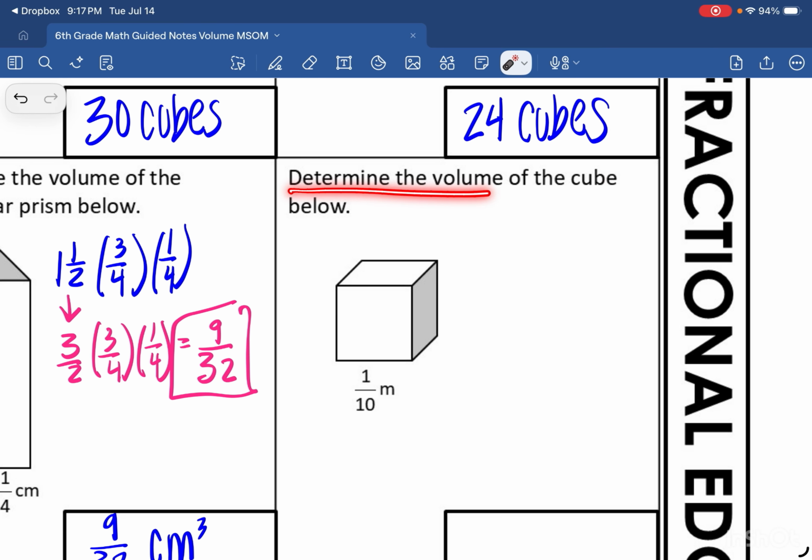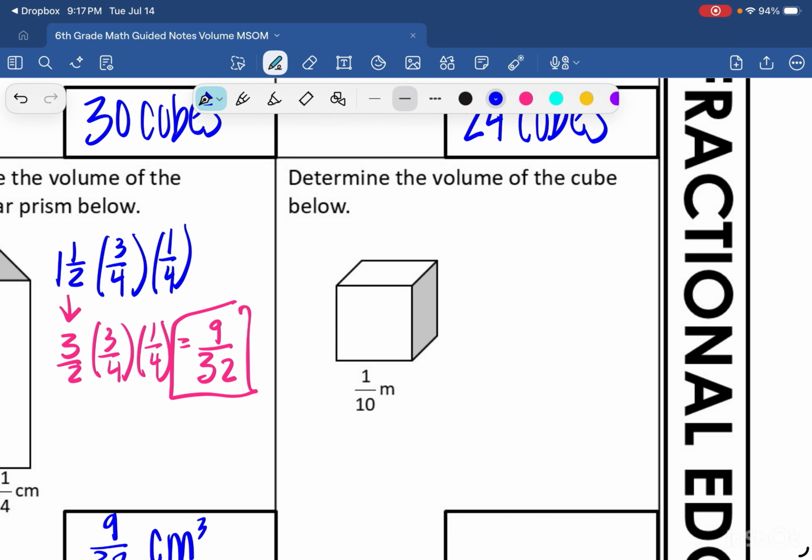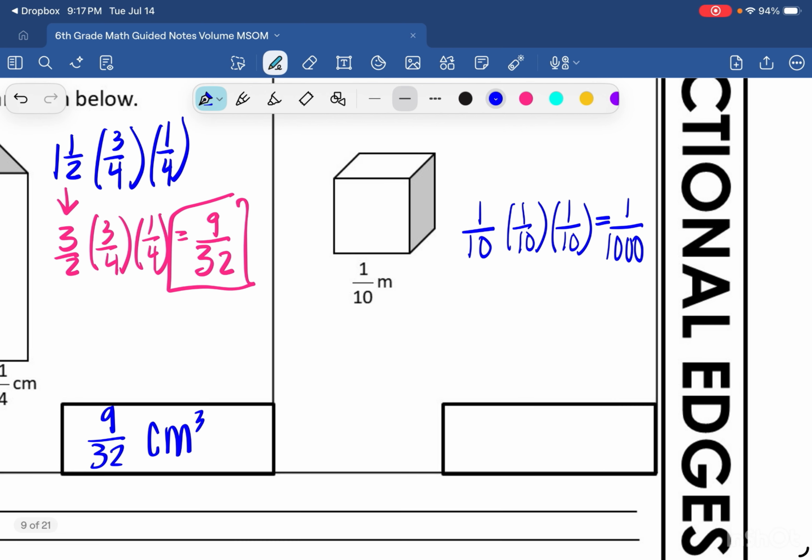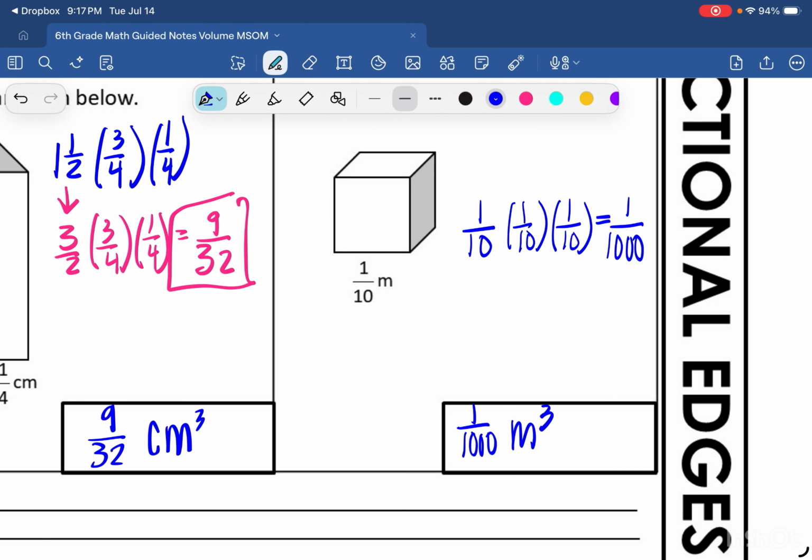Determine the volume of the cube below. Now it's a cube, so that tells me that the side lengths are all the same. So they're all going to be 1/10. So using the formula length times width times height, we'll have 1/10 times 1/10 times 1/10. Multiplying across, I get 1. 10 times 10 times 10 is 1,000. So the volume of the cube is 1 over 1,000 meters cubed.